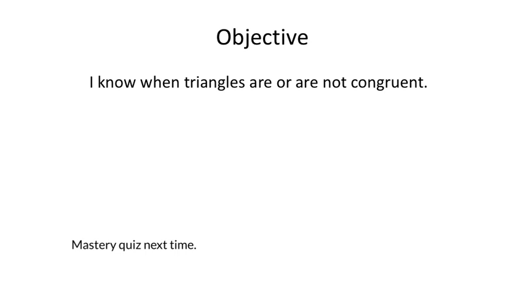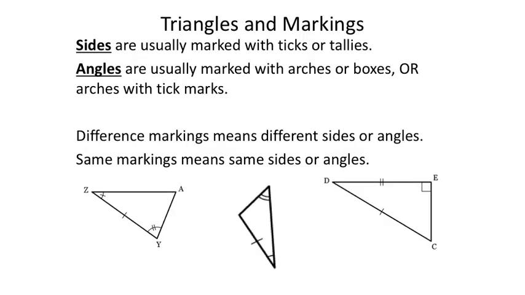In the past, when you've seen this, you've probably seen it with this symbol, which is the congruence symbol. It's just another way to say that we're looking at shapes, and they are the same, right? But we can use the symbol with both sides and angles, which is what we're going to be looking at today. So before we get started, it's important to notice that on these shapes, sides are usually marked with ticks or tallies. I don't know, tick marks should probably work. Something like this one, okay?